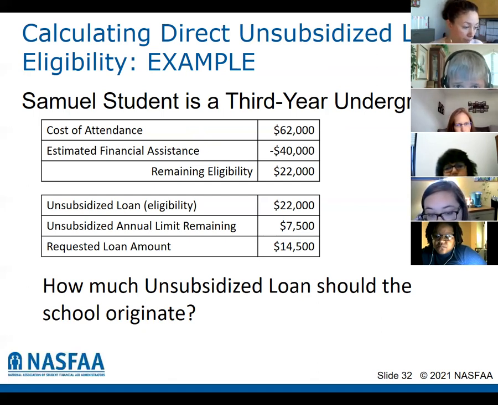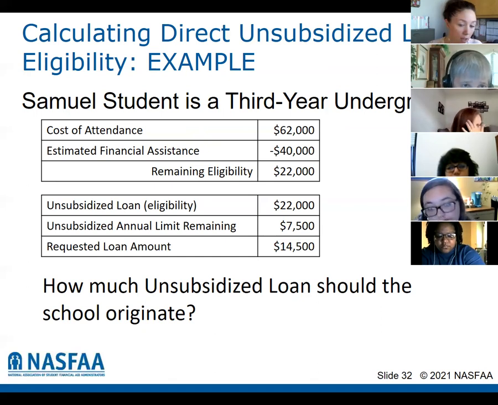Good. Exactly. Exactly. So we're going to give him 7,500 because that is the smallest of the three. That is what he's eligible for, just the 7,500. That's his annual limit. He can't have more than that.